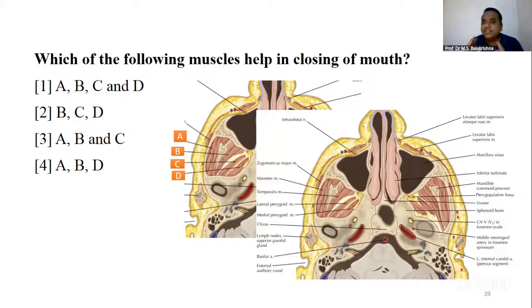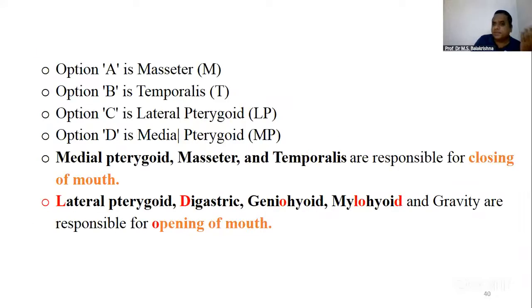If you know this diagram, you can tell the muscles. You see here, this muscle is your medial pterygoid. Above that is your lateral pterygoid, then above that is the temporalis muscle, and this one is your masseter muscle, because this is taken in a sleeping position. So this is the nose. Masseter, temporalis, lateral pterygoid, medial pterygoid, in that order. They'll ask you a muscle and what its function is. You should first identify the muscle and then answer accordingly.